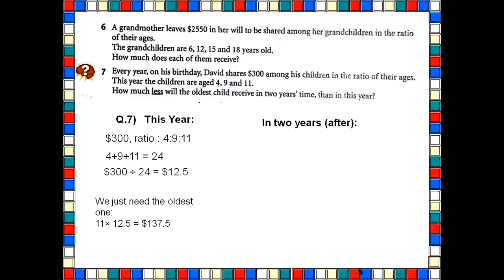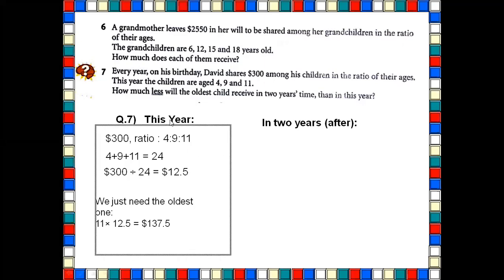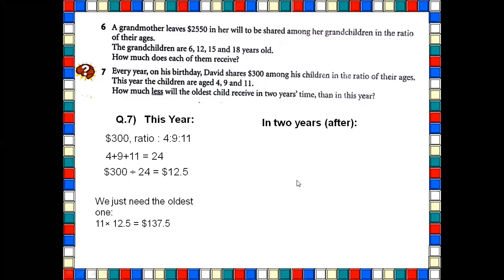Haneen, continue the other part of the question. We found how much the oldest one will get this year. After 2 years, what will the new ratio be? Teacher, we have to add 2 years to each number. Excellent. And then we add them all. So we have 6 plus 11 plus 13, which equals 30. And 300 divided by 30 equals 10.